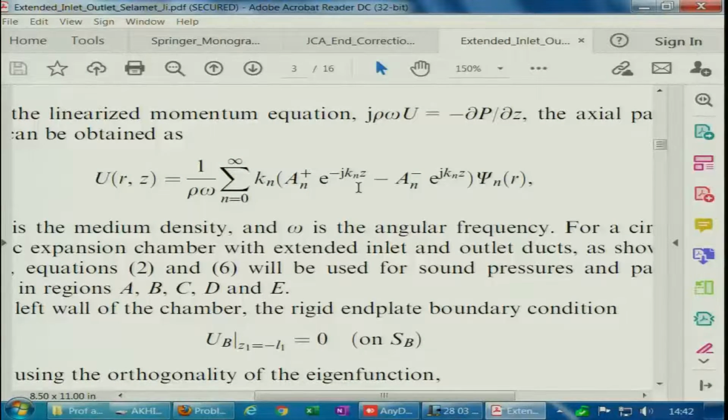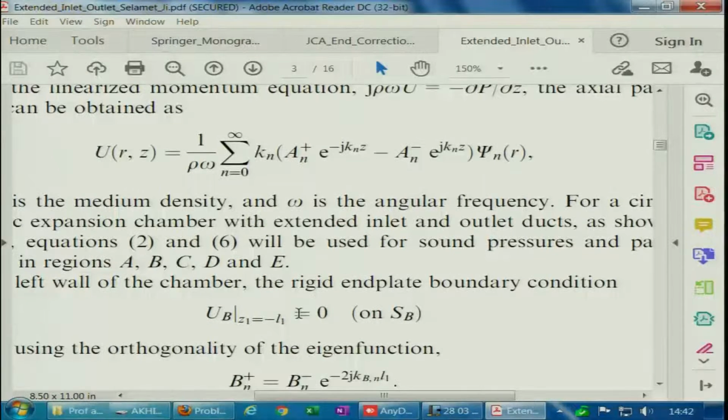Okay. This will be valid for any region; only the psi function will change, and a n plus and a n minus will also change. And the rigid wall boundary condition, obviously, is one thing that I forgot to mention, apologies for that.